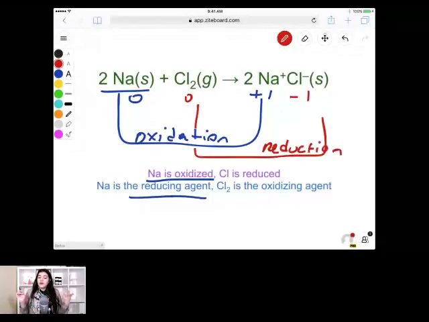And we'll see, all right, chlorine, so then this is going to be reduced. And then in our case, our Cl2 is then the oxidizing agent. So that's essentially the concept, and really just seeing that they're opposites from each other.